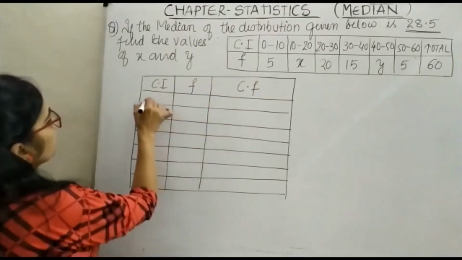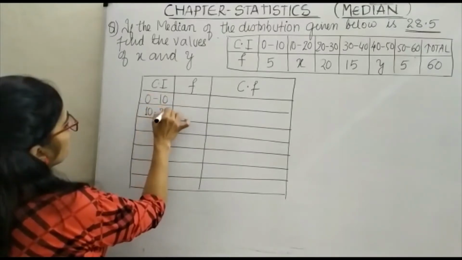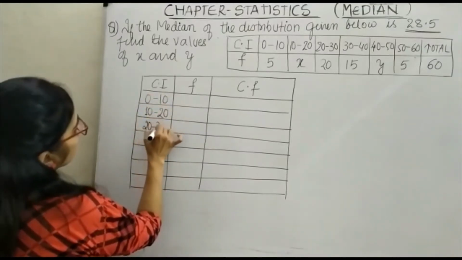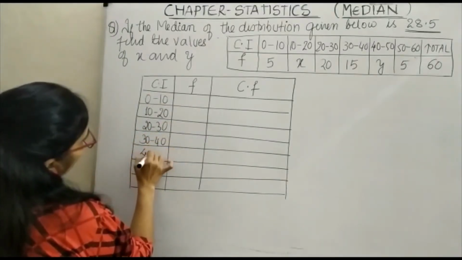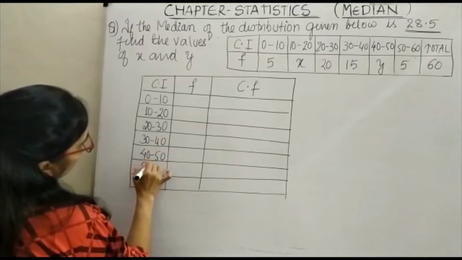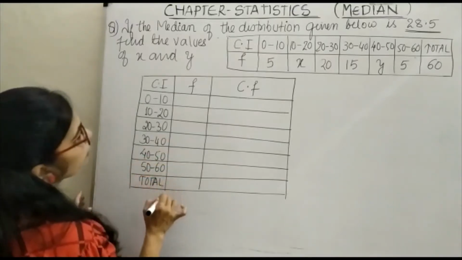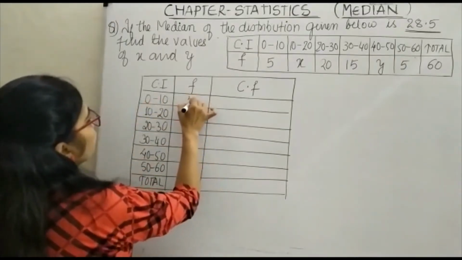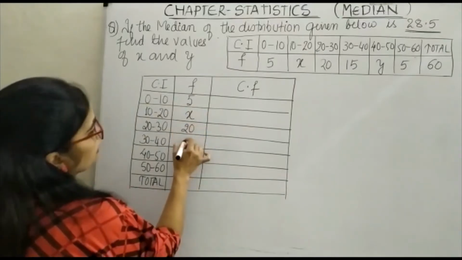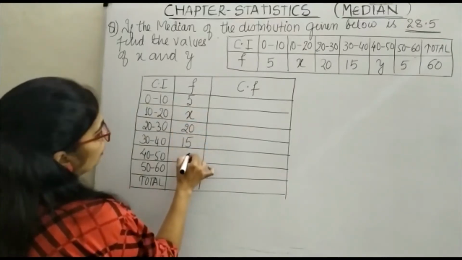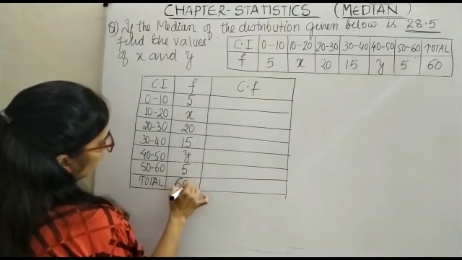So our class intervals are 0 to 10, 10 to 20, 20 to 30, 30 to 40, 40 to 50, 50 to 60, and here we have the total. Our frequencies are 5, x, 20, 15, y, 5, and the total is given as 60.